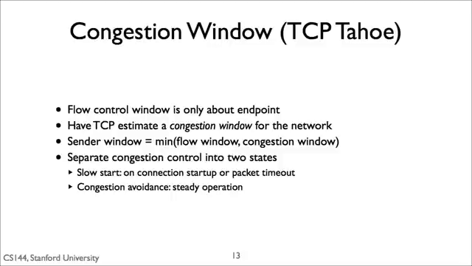To manage this congestion window, TCP separates congestion control into two states, called slow start and congestion avoidance. In the steady state, TCP is in the congestion avoidance state, in which it follows an AIMD policy. When a connection starts up or there is a packet timeout, TCP enters the slow start state, which does not follow an AIMD policy.